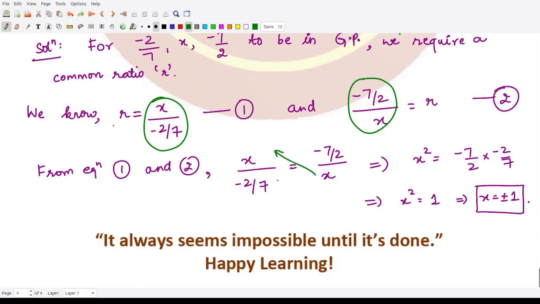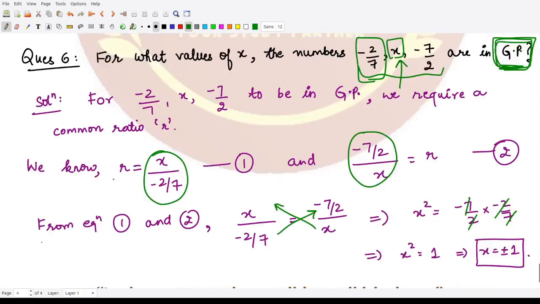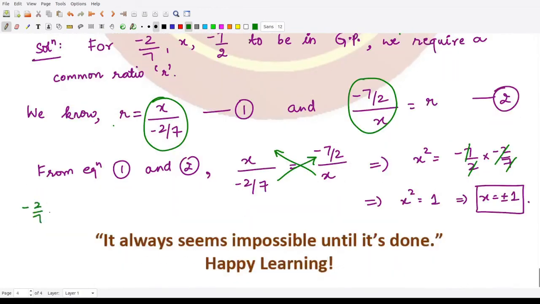We can cross multiply on both sides, so that we would have x square is equal to minus 7 by 2 multiplied with minus 2 by 7. So you see this and this cancel, this and this cancel with each other. Minus 1 multiplied by minus 1 gives you plus 1. So x square is equal to plus 1. What would be the roots of this equation? That is very simple. They are plus 1 and minus 1. And this is what gives you your GP. So your GP would be minus 2 upon 7, 1 and minus 7 by 2. That is quite simple, right?